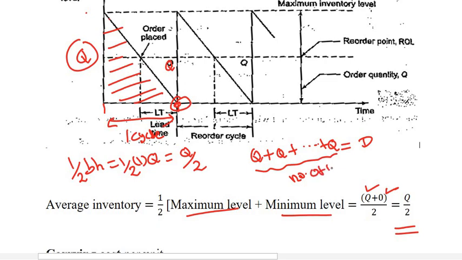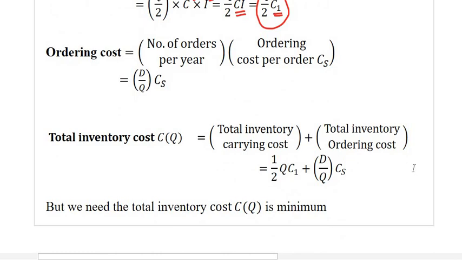If I denote the number of times we order as N, then we can write N times Q. Then the number of orders N is nothing but D divided by Q. So the number of orders in that one year period is D by Q. And for each order, I am spending an amount CS as ordering cost. Therefore, the total ordering cost is D by Q into CS.